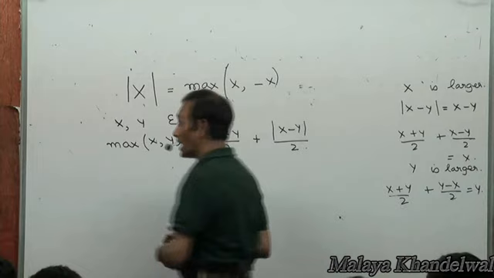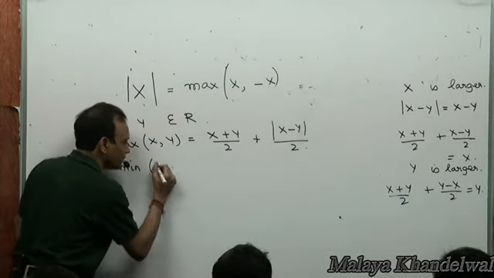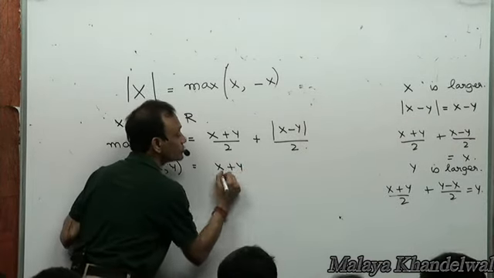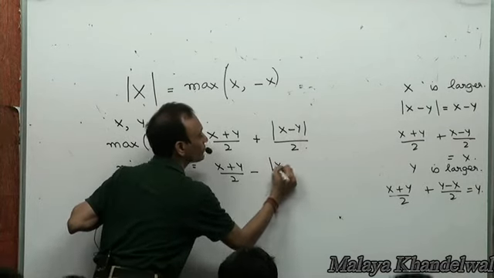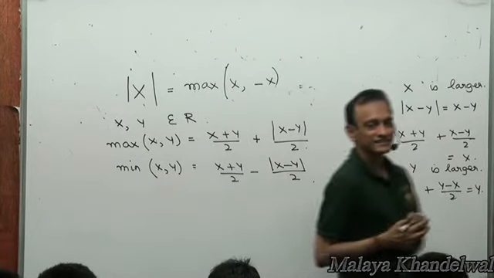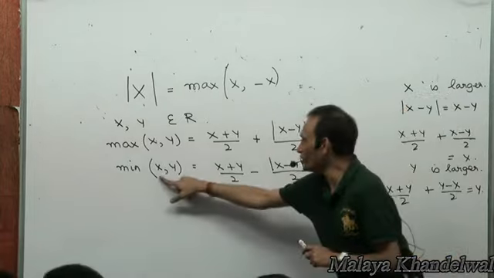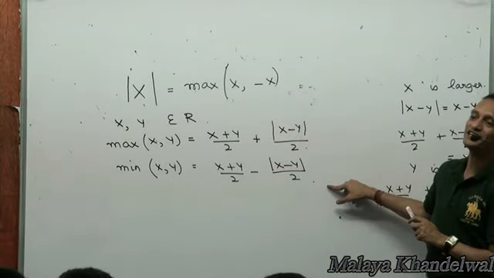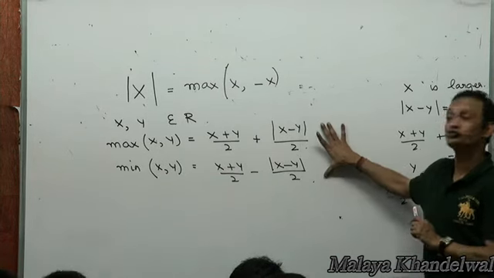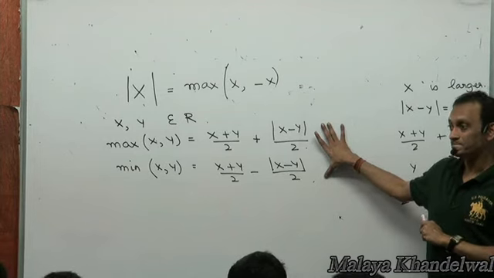And similarly, I claim that the smaller, the minimum, of two real numbers x and y would be x plus y by 2 minus mod of x minus y by 2. You want to check it out yourself. The larger of two real numbers will be given by this operation. The smaller of two real numbers x and y will be given by this operation. Guaranteed. Useful result to know and easy to check. Easy to check, right?